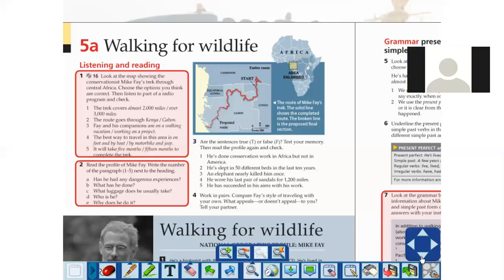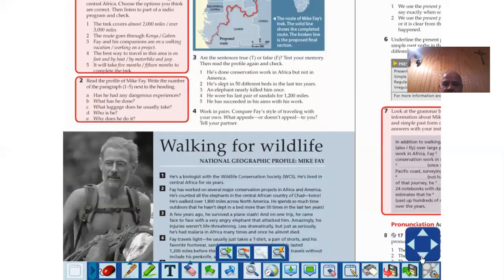An elephant nearly killed him once. True? True, okay. Although it didn't kill him, it was dangerous, but I think they say that it wasn't a life-threatening thing. There was an elephant that attacked him, but I wouldn't say that it almost killed him. I would say that is false in this case. Yeah, because it wasn't a threatening life experience. Okay, Tiare?